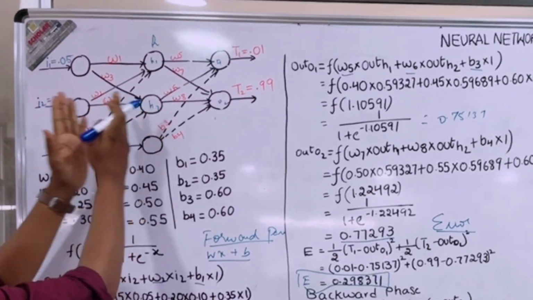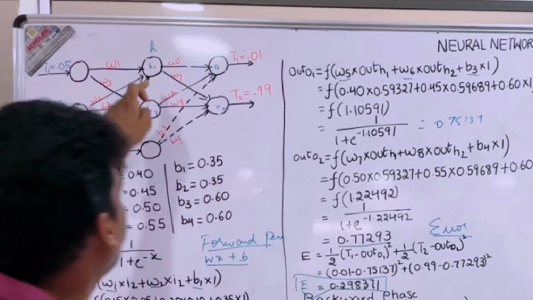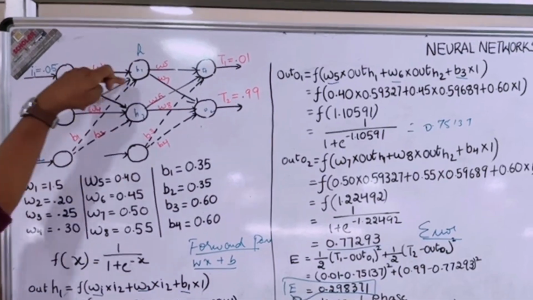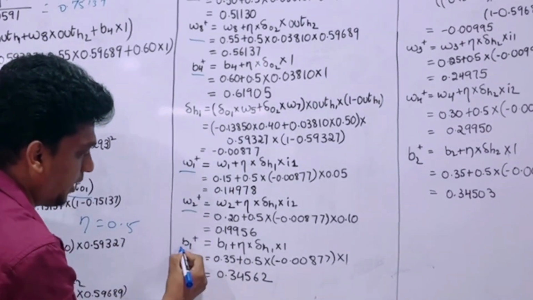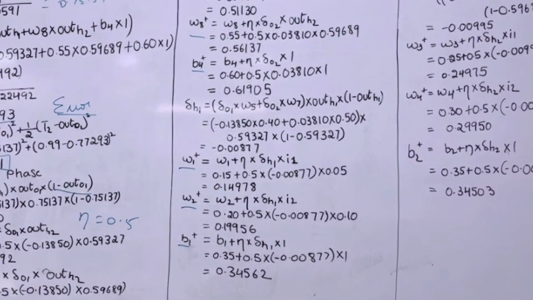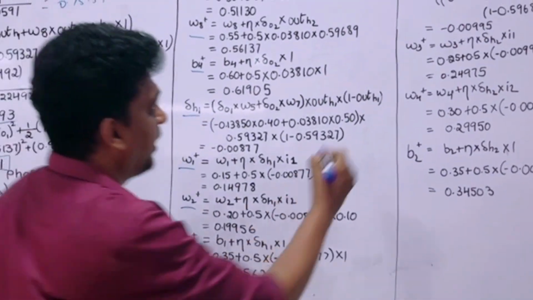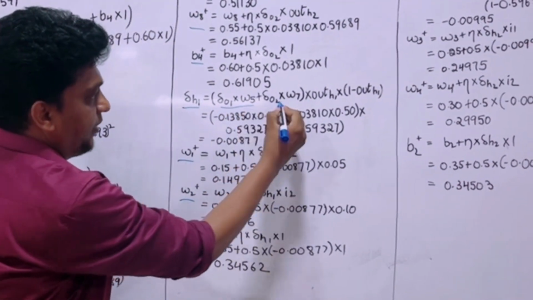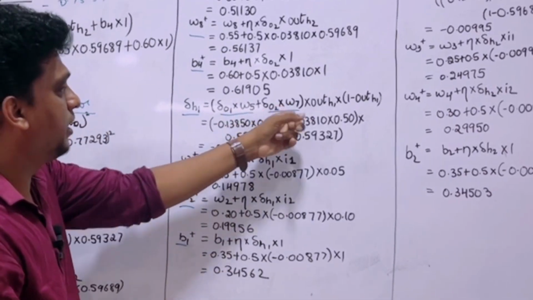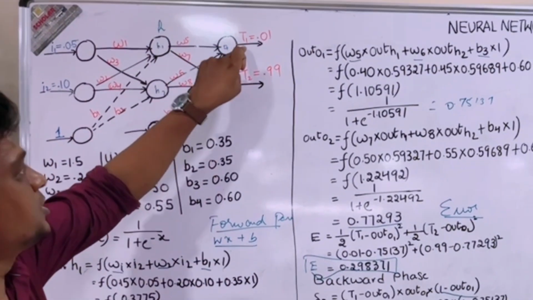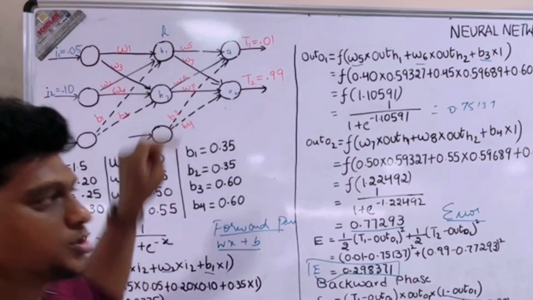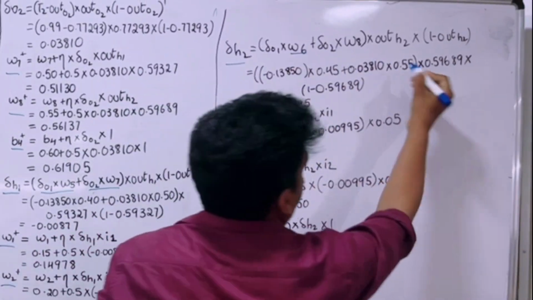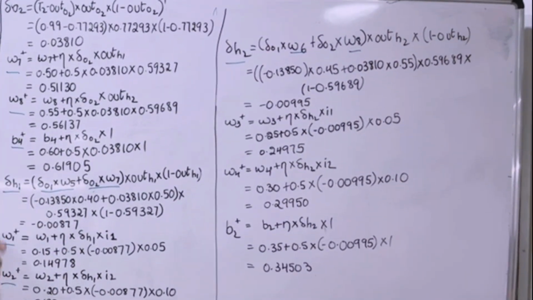Now comes the hidden layer and the input layer. W1, W2 and B1 are connected. To find del H1 and del H2, we have a somewhat different way. We multiply the measure of error of output 1 and output 2 with the weights, because H1 is connected with both output 1 and output 2 through W5 and W7. In del H2, output 1 is connected with W6 and W8. In this way we find all the weights.